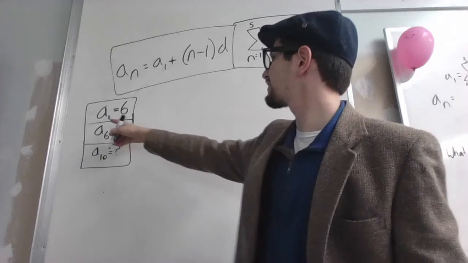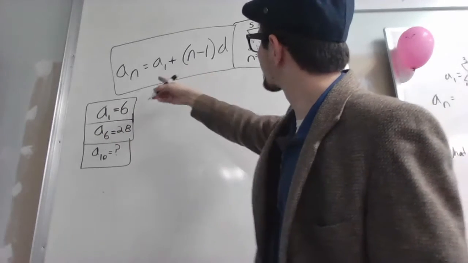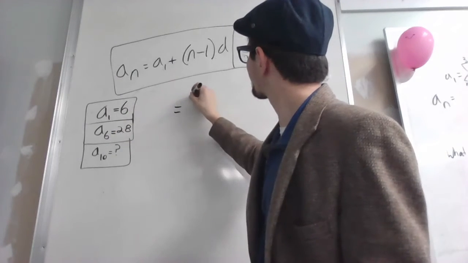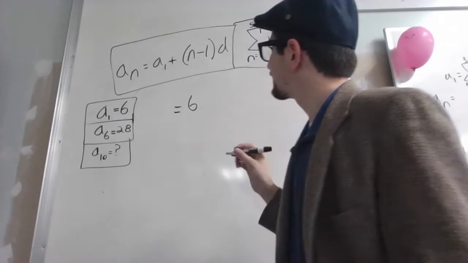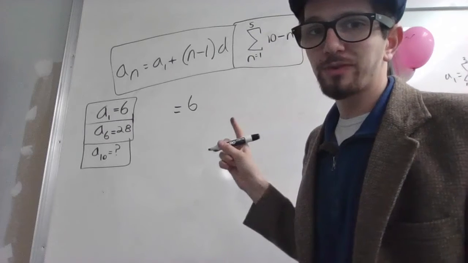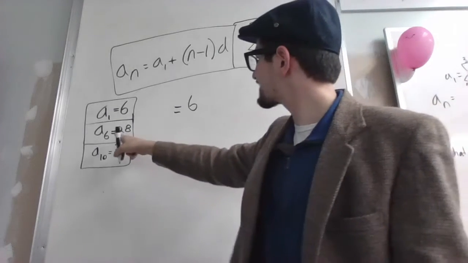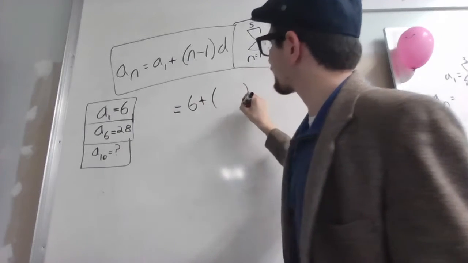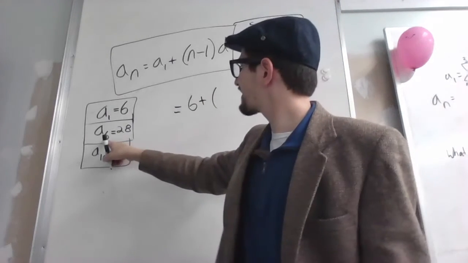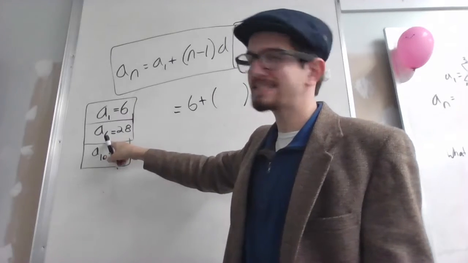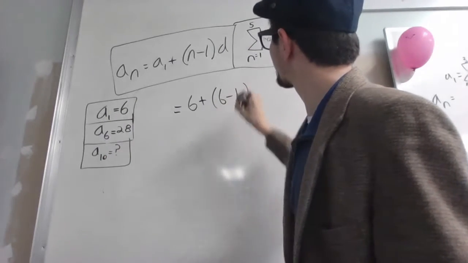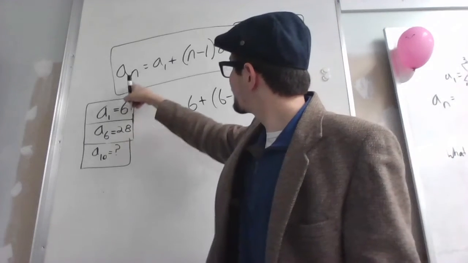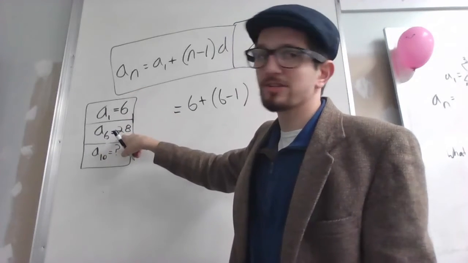First things first, I'm going to plug in A1 into this equation. So A1 is 6. Now that I've used A1, I'm going to use my A6 and 28 for n. So my n value is the one that's down here. So that's 6 minus 1. And now I know that an is going to be 28.